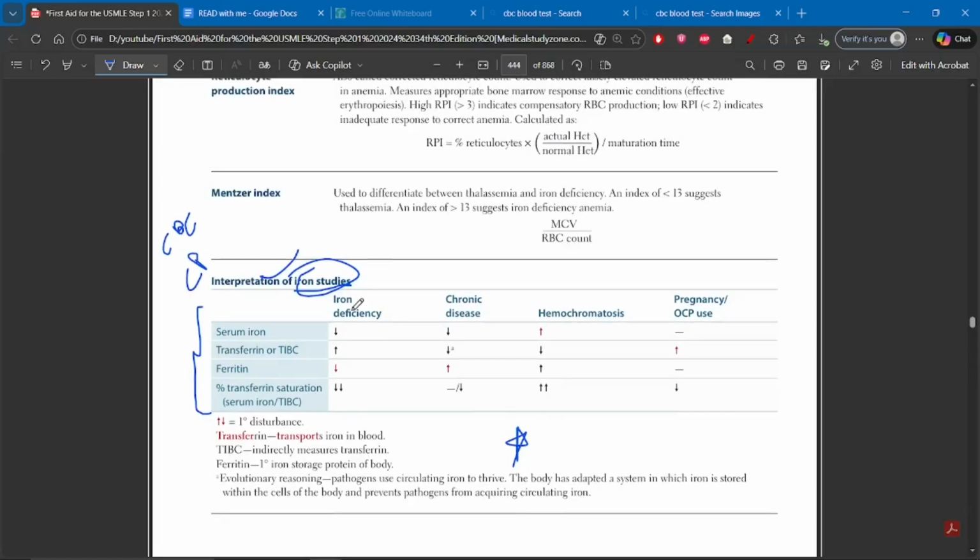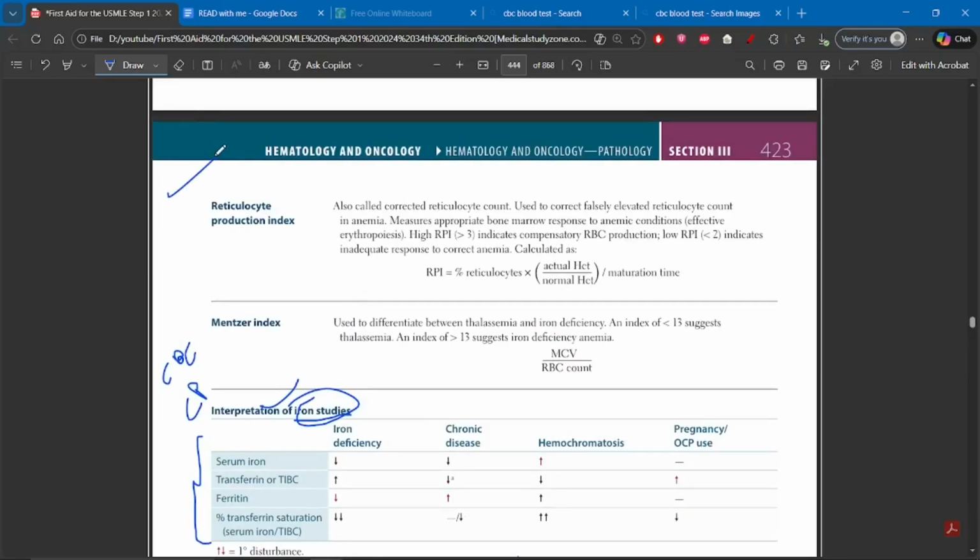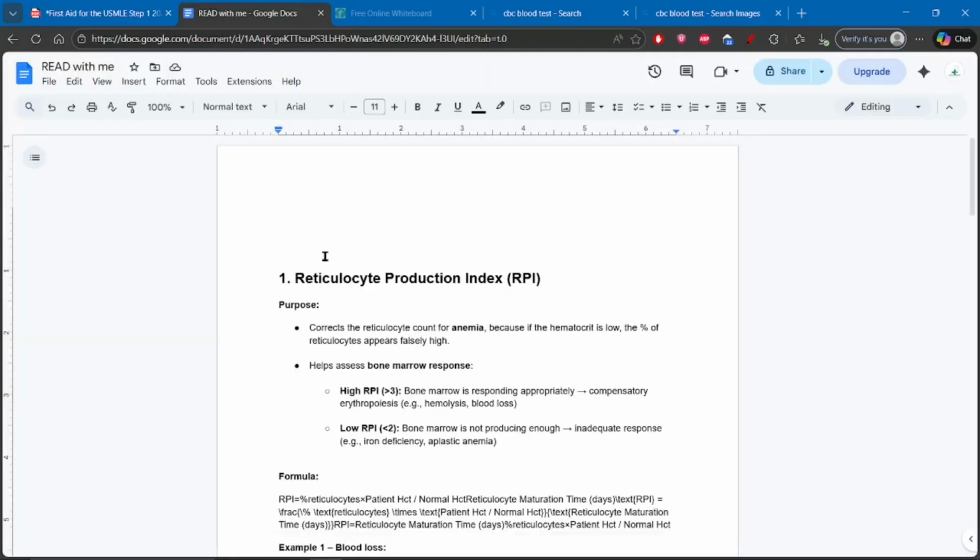But before looking at this, we should look at these two things right over here. What are these? So first, I'm going to read them from the book, and then we're going to look at the notes.